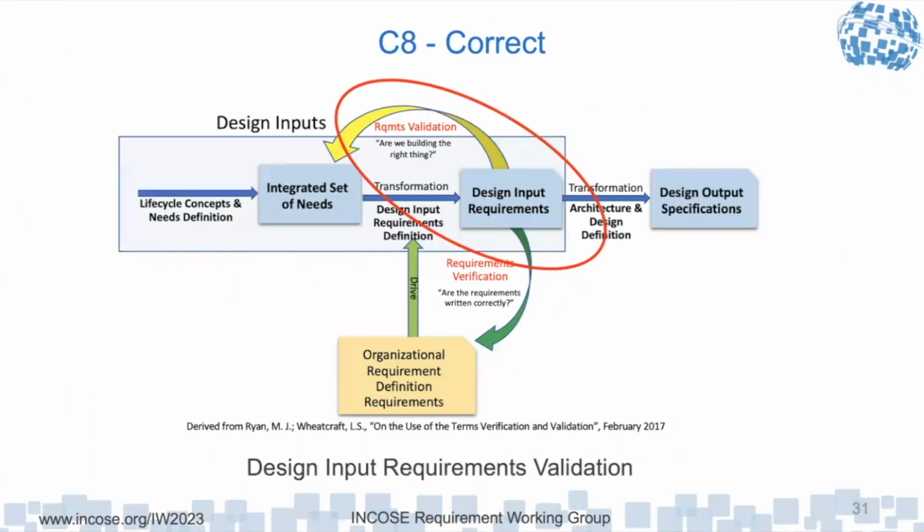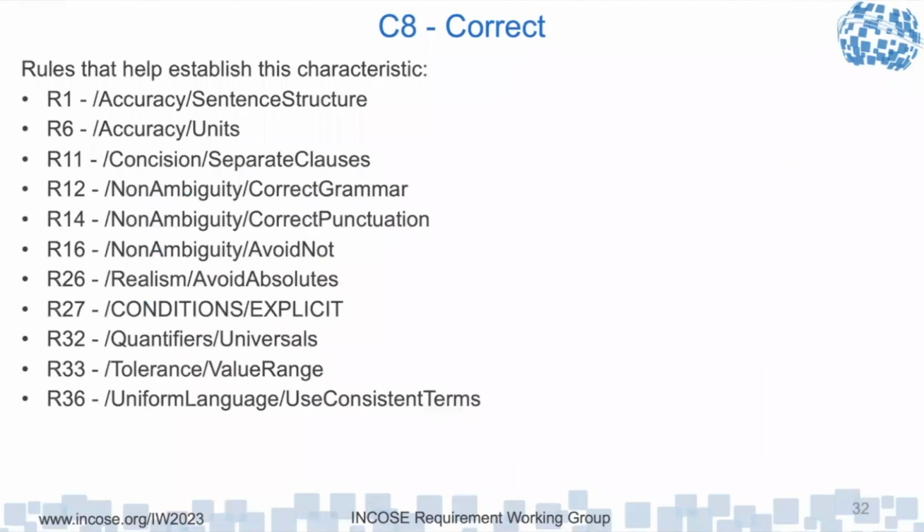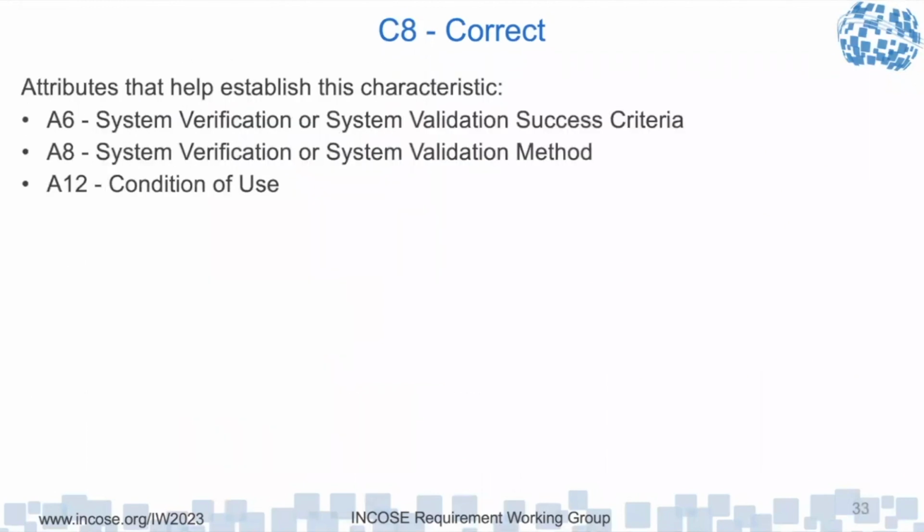So a similar drawing, in this case, the design input requirements are going to be validated against that integrated set of needs. And the design output specs that we were talking about would be validated against rules that help ensure that's correct from a wording standpoint, and attributes that you can define. So when you write a requirement, you should be defining the success criteria and the method and conditions of use that are involved, so that you know it is verifiable and validatable. It may be that you need to rewrite the requirement, and we can do that assessment.